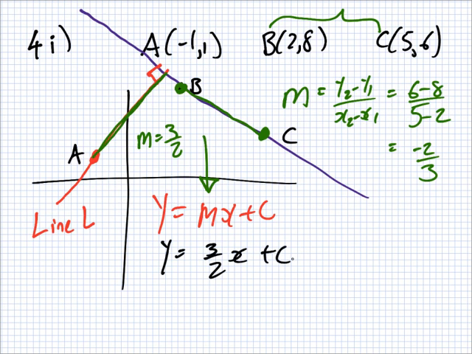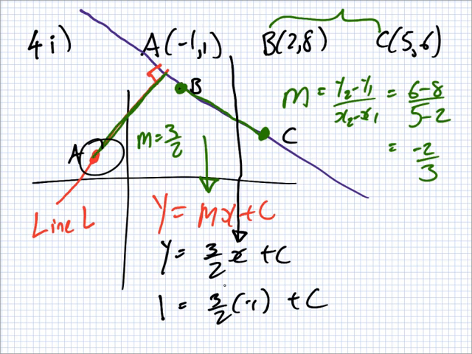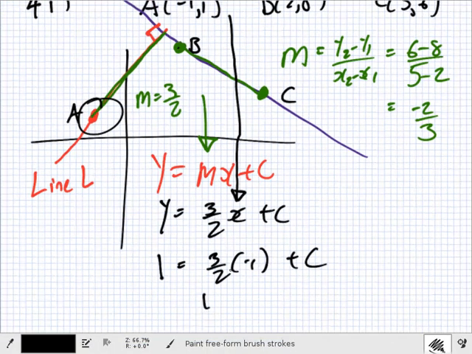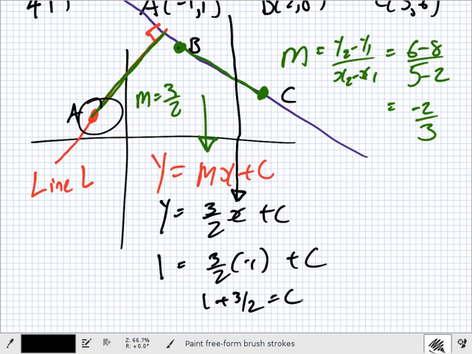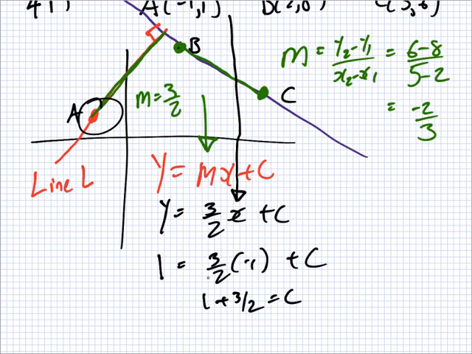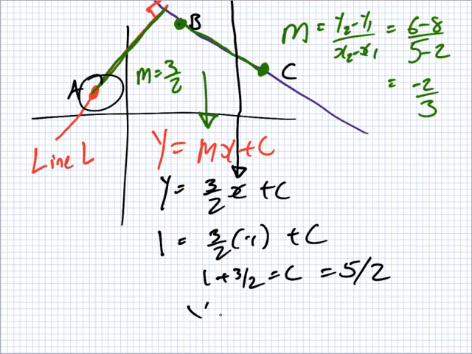Now, do I use A, B or C? Yeah, I can only use A. So, putting that in next. 1 equals 3 over 2 times minus 1 plus c. So we'll get 1 plus 3 over 2 equals c. So that's 5 over 2, isn't it? So 5 over 2. So my answer is y equals 3 over 2x plus 5 over 2. That's that one there.